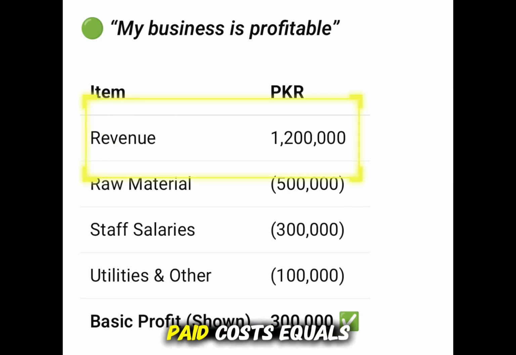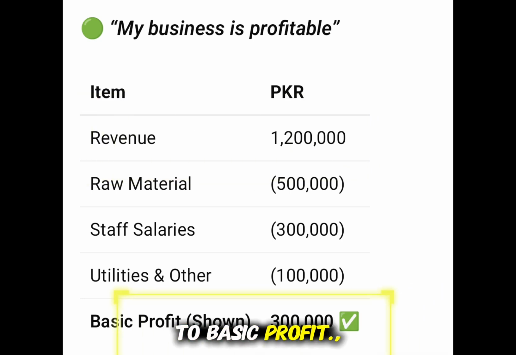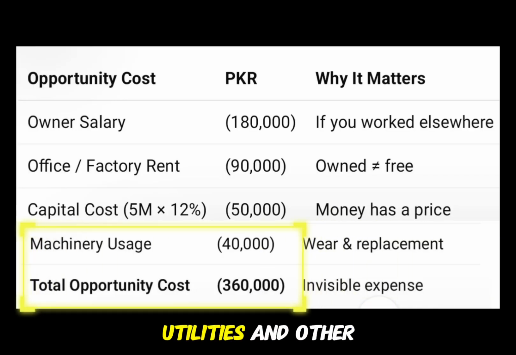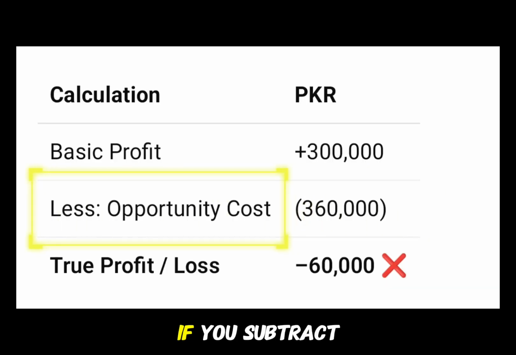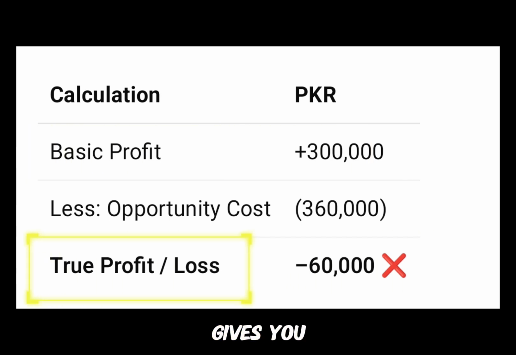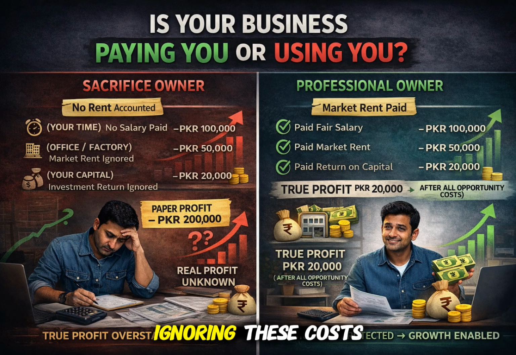Sales less paid costs equals basic profit. Paid costs are material, labor, salaries, utilities, and other overheads. If you subtract opportunity cost from basic profit, it gives you true profit or loss. Ignoring these costs gives a false sense of profit.